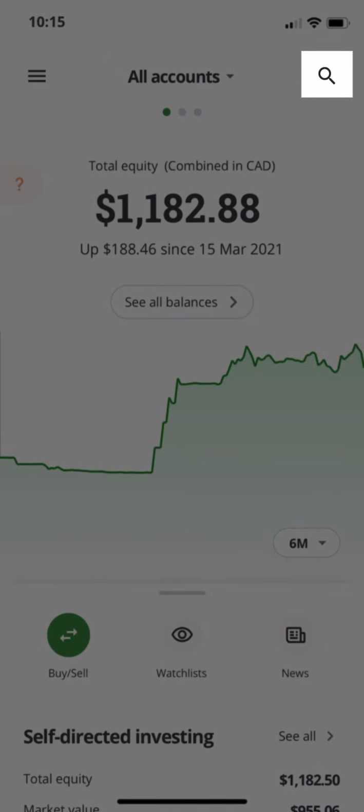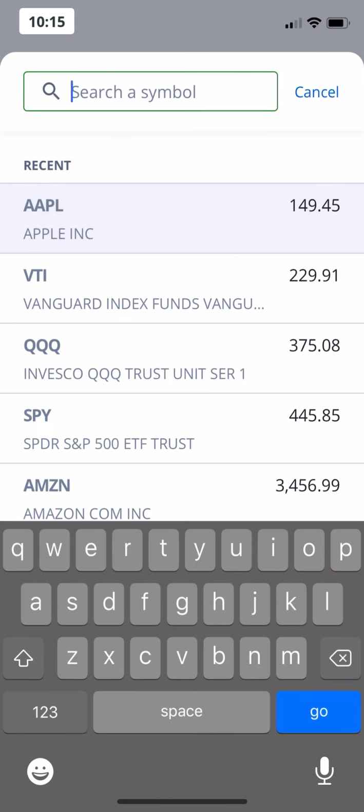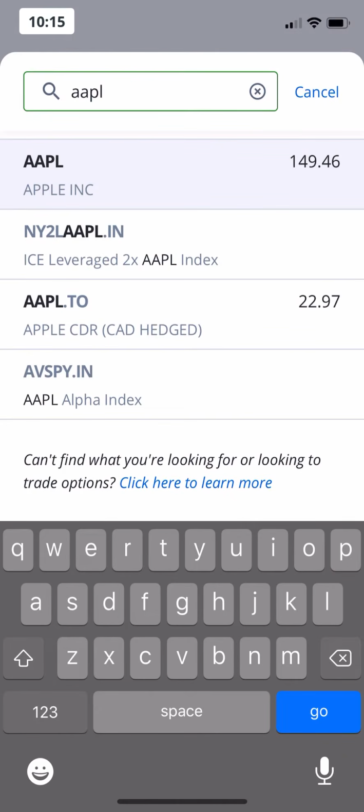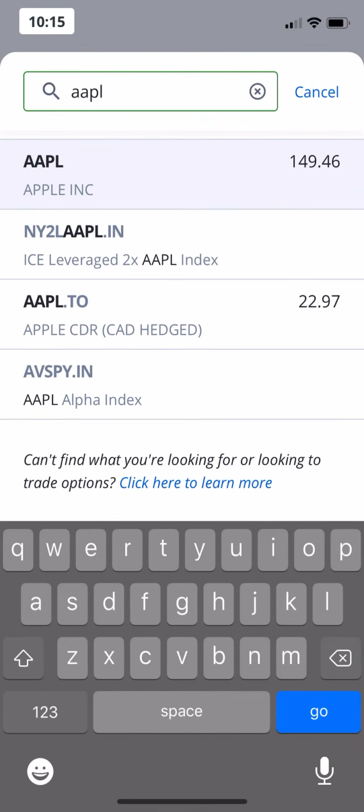To start, click the magnifying glass in the top right of your screen. Here, you can enter the ticker symbol of the company you're looking for. These are often shortened forms of the company name, but you can also search for the full name as well. You may see multiple ticker symbols for one company. This is because a stock can trade on multiple exchanges, or has different classes of shares available.